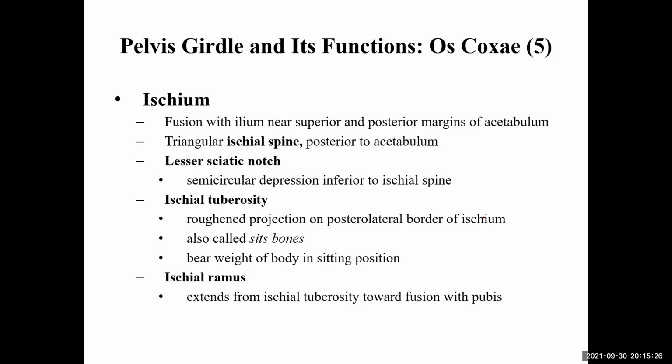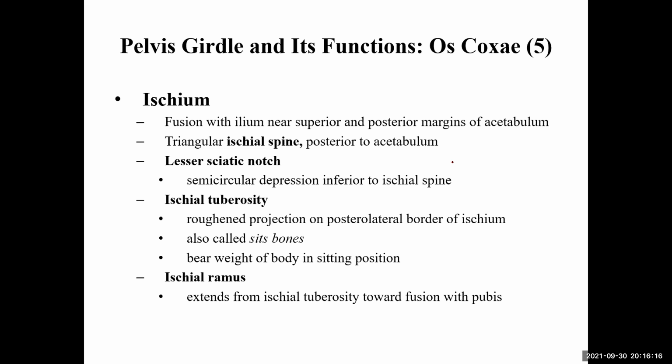Next is our ischium. It's inferior to the ilium and posterior to the pubis. On this bone, we have the ischial spine and the lesser sciatic notch. One of my favorites is the ischial tuberosity, which is the bone you're sitting on right now. It's called the sits bone, but I don't really refer to it as that. Yes, you're literally sitting on it in a weight-bearing position, and your hamstring muscles attach onto the ischial tuberosity.